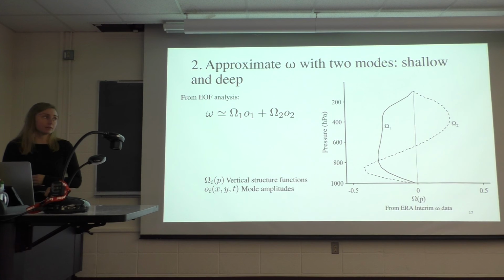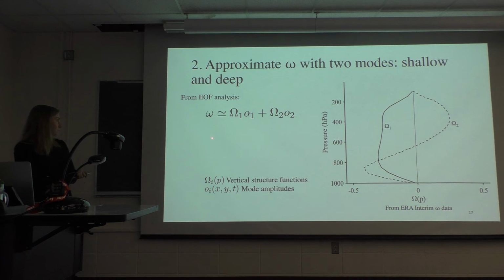It's a statistical analysis that divides the omega term into a structure function that's a function of pressure in this case, and then an amplitude that's a function of horizontal space and time. This would be an equal sign if we had an infinite number of terms here, but we keep the two most dominant terms for the two-mode approximation. We can apply this to omega from ERA-Interim reanalysis and take a look at what those modes look like, and that's what's up on the screen here.